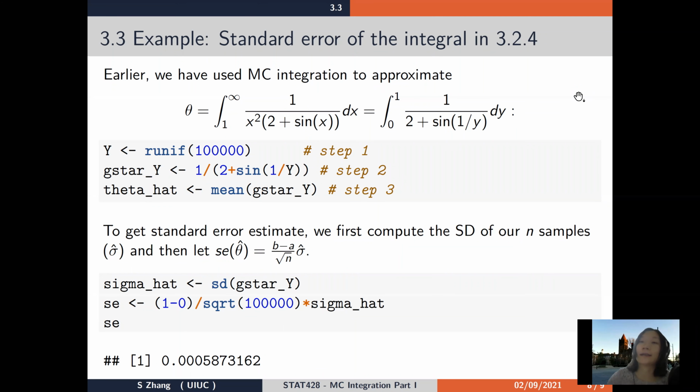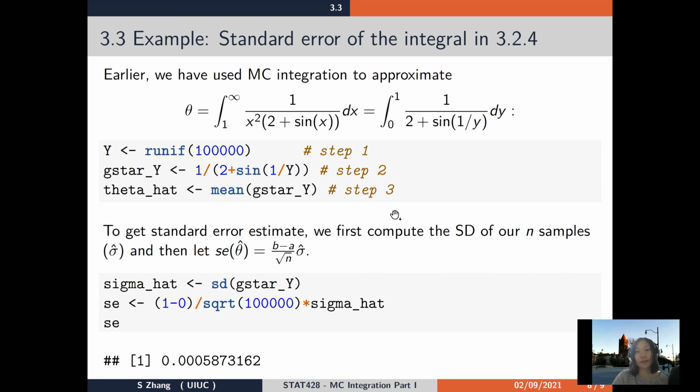So earlier in example 3.2.4, we have used the Monte Carlo integration to approximate theta, which is equal to the unbounded integral between 1 and infinity of g of x dx. I'm not going to read the g of x again, it's very tedious. And we have shown earlier using the integral by substitution that this is equivalent to the integral between 0 and 1 of 1 over 2 plus sine of 1 over y dy.